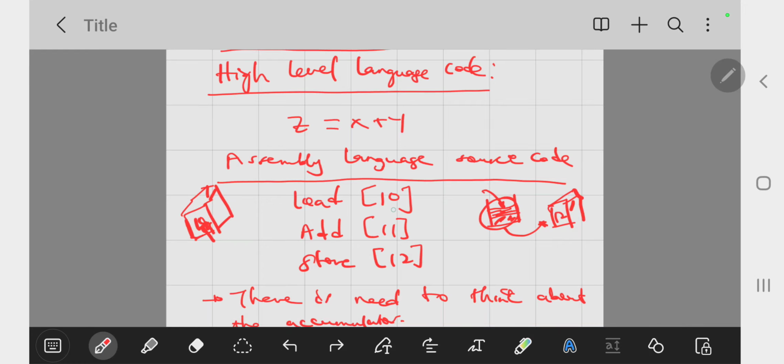So basically what we are saying is we need to put the accumulator into perspective. You are going to load the content of memory address 10 and store it in the accumulator, and then you add what is in memory address 11 into the same accumulator. Then you store the result into a different memory location called 12.